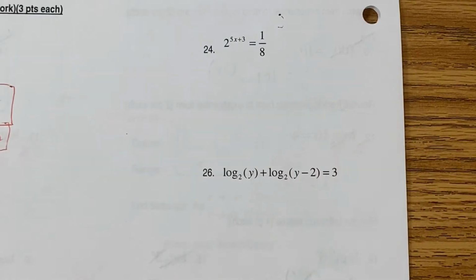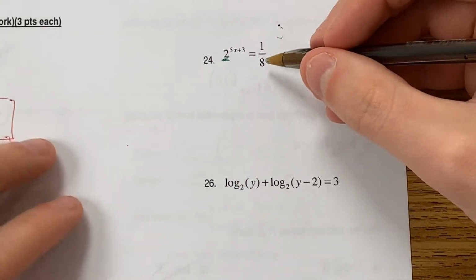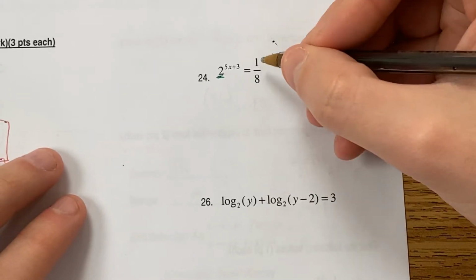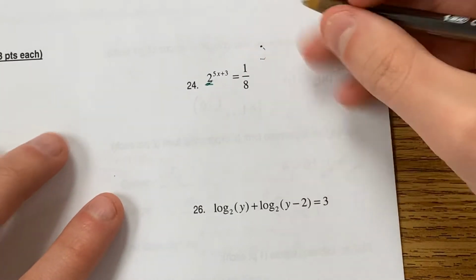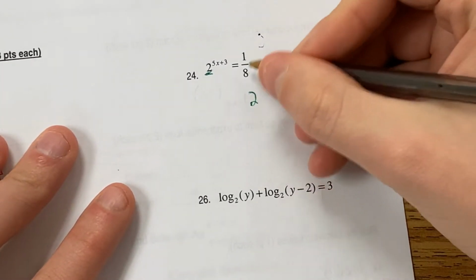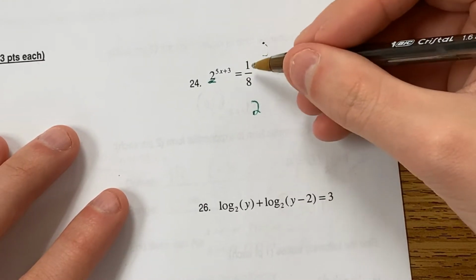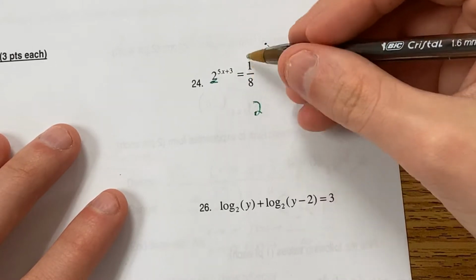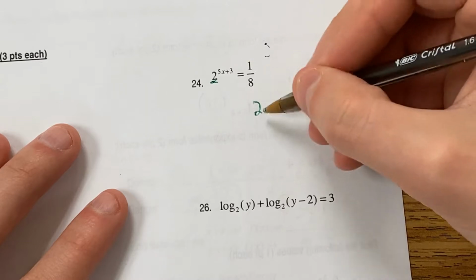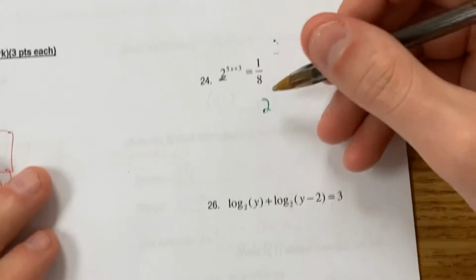24. What is the base? The base is 2. But on the other side, this is not a 2. This is a 1/8, so you have to change this. And it is not so coincidental that 8 is a perfect power of 2. So 2 to what power is going to be 8? As I mentioned in a previous one, it's useful to think about what type of number your answer will be. 2 is a whole number, but 1/8 is a fraction. So what type of exponents make things fractions?